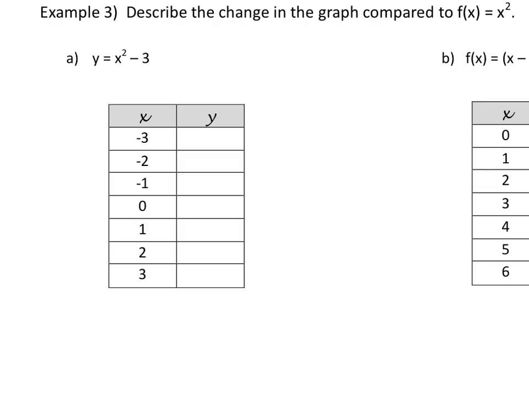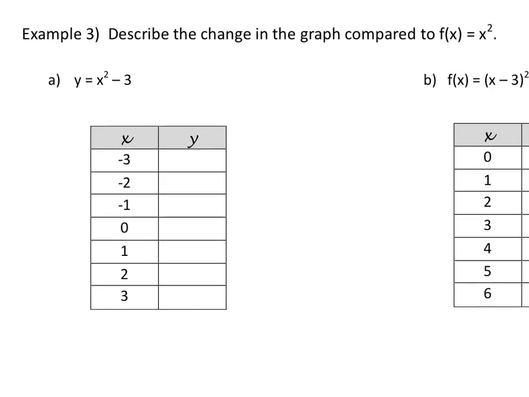Lesson 3.4, Video 4. Now we're going to describe the change in the graph compared to x squared. Now remember, the function f of x equals x squared is a parabola where the minimum is going to be at the origin. It's like that. So let's see what happens here. We're going to talk about how transformations look in the function notation themselves.